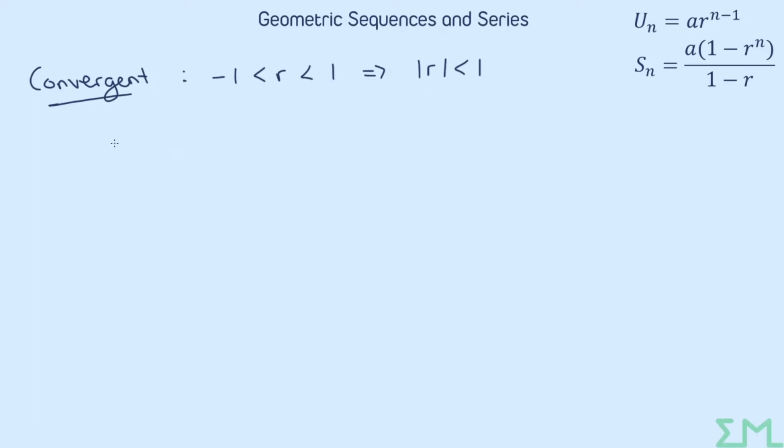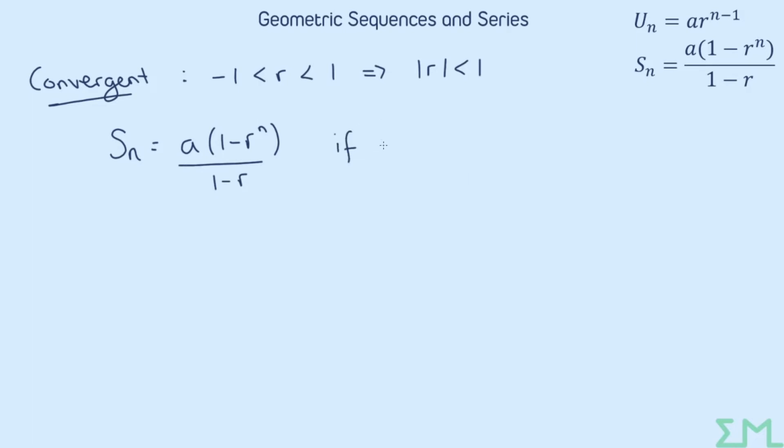So in order to work out what the S infinity formula is, we need to have a look at the Sn formula again. And because we're working with numbers smaller than 1 as r, we're going to use the version that we first came up with, which is a times 1 minus r to the n over 1 minus r.